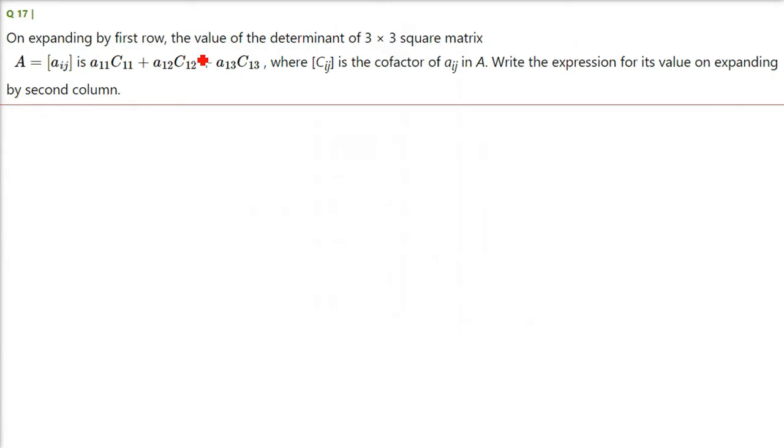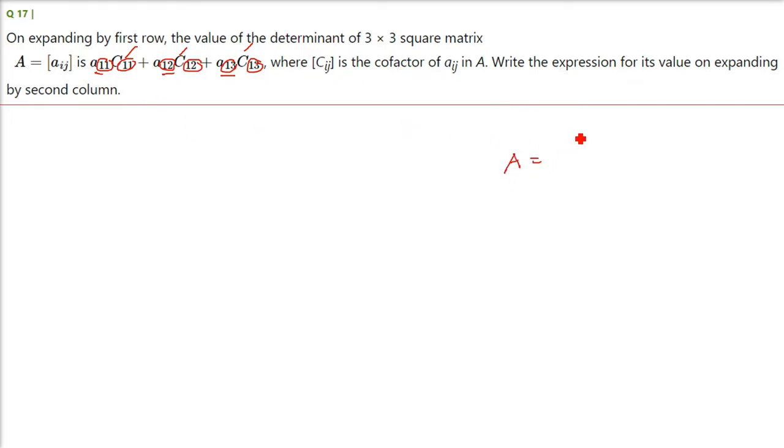Or, expanding by first row, the value of the determinant of a 3 by 3 square matrix A is given as Aij. This is A11 C11, A12 C12, A13 C13. Now A11, A12, A13 can be either a column or a row. But the second part, that is C, is the cofactor. If it is A11, it will be C11. A12, it will be C12. That is the cofactor corresponding to that certain value.